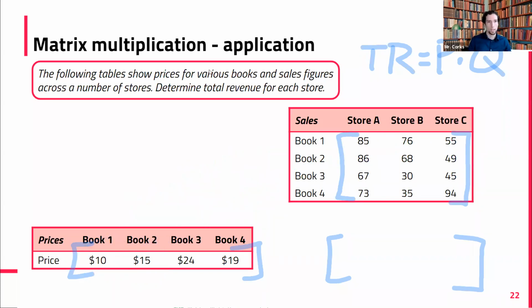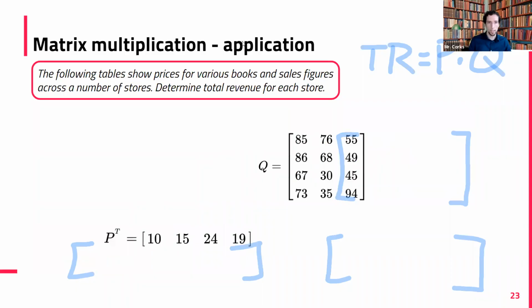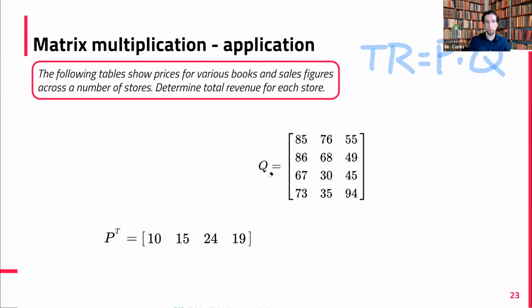In case it wasn't super obvious already, this would be the thing that we could do: P transpose times Q, and we would get our results. I'm not going to make us actually do the calculations. It's just going to take a bunch of time, but I think you get the idea. We can use these operations like this. Now, a little discussion.